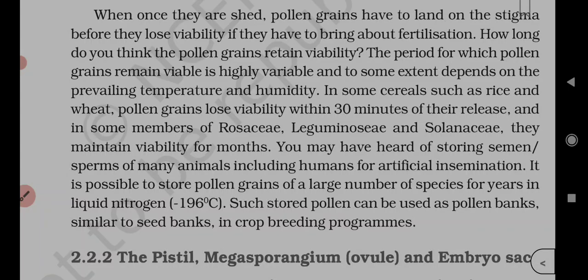Reduction division occurs in the megaspore mother cell. Yes, a small central cell is present in the embryo sac. Small and large, so 13 is C. Reduction division occurs in the megaspore mother cell. Next question: the megaspore mother cell undergoes meiosis.